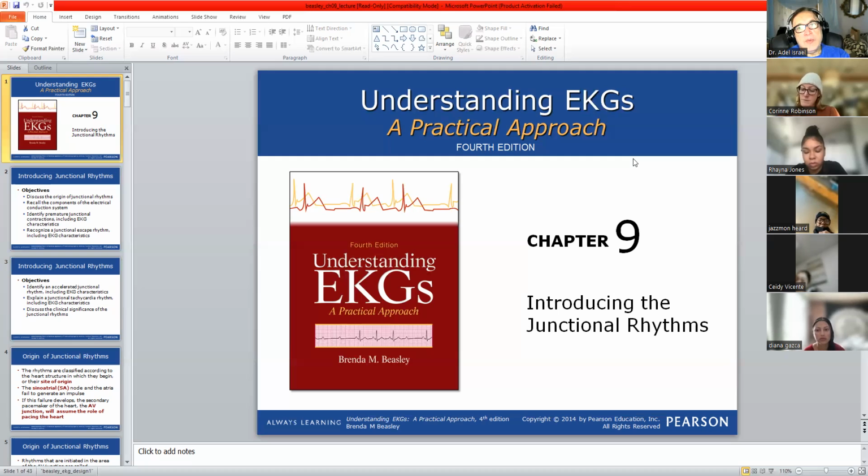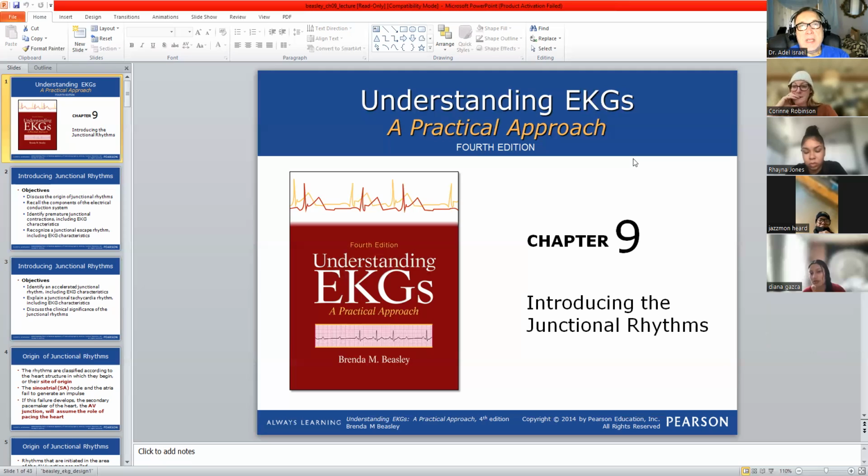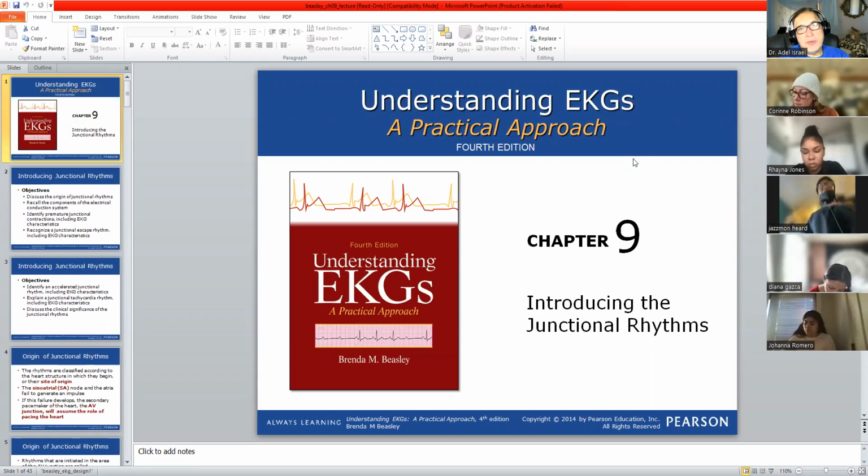Now we are going with junctional. What do we mean by the word junctional? Junctional means AV node and bundle of His. To make our understanding clear, junctional, we are going to talk about the second step, which is the AV node and bundle of His.